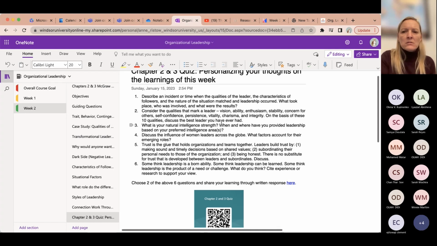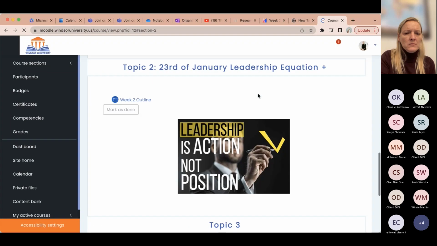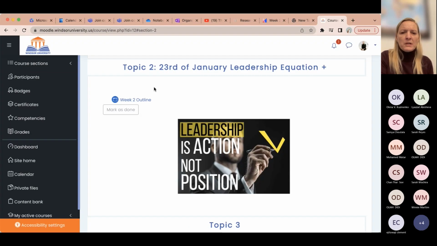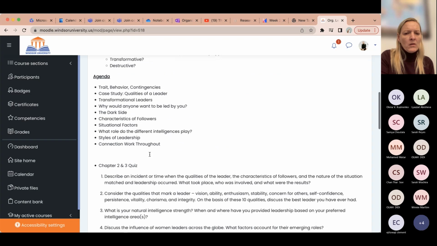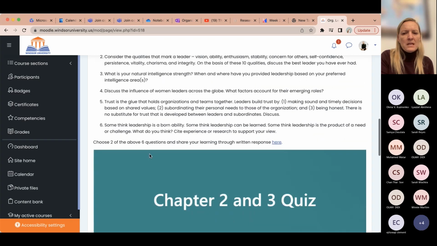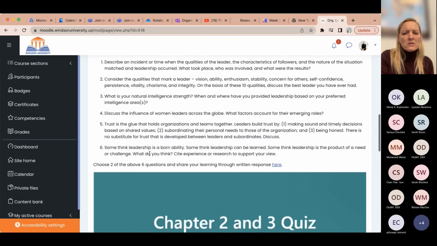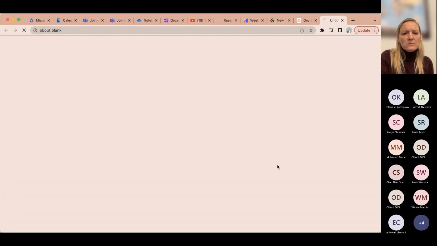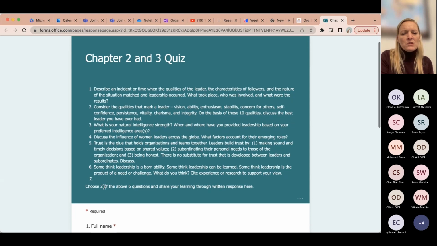You go into that announcement page where it has the, let me see if mine is still open. It closes me out so fast all the time. When you go in here to topic 2, 23rd of January, and you select week 2 outline, you scroll down and you can't miss it. You can use your QR code to do it on your phone, or you can select the link here and it will take you into the quiz itself. It does have those 6 questions for you to choose 2 from.